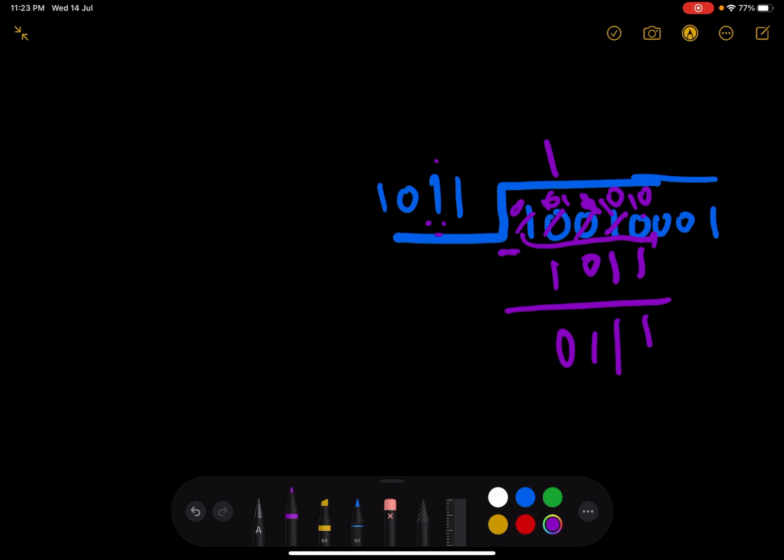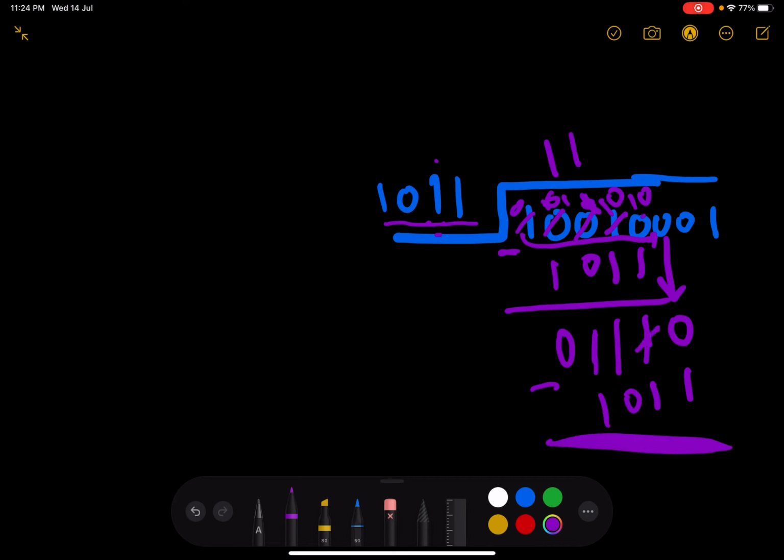Then we're going to take another digit here, and this number now is greater than this number. We're going to put here 1, as this number is greater than this number, and we're going to subtract them. So here we're going to borrow 0. The answer here is 1, and also we're going to borrow from here.